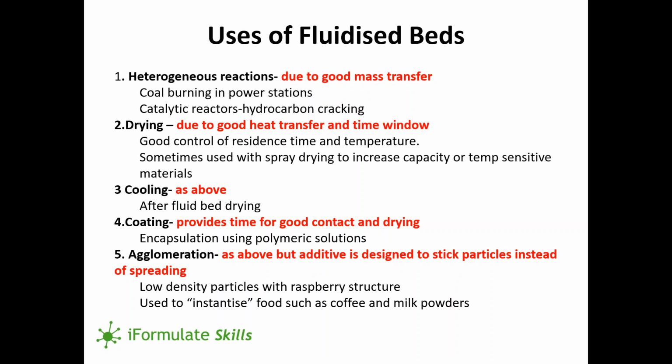And you can control the degree of agglomeration by the process conditions, how fast you move the particles and the amount of spray-on that you put on. The density of these agglomerates tends to be very low because they're hitting each other under quite low shear conditions. And you end up with particles that look more like a raspberry than a compressed agglomerate.